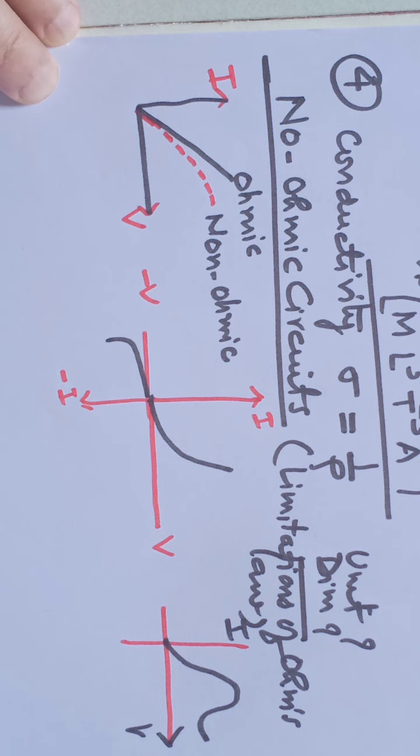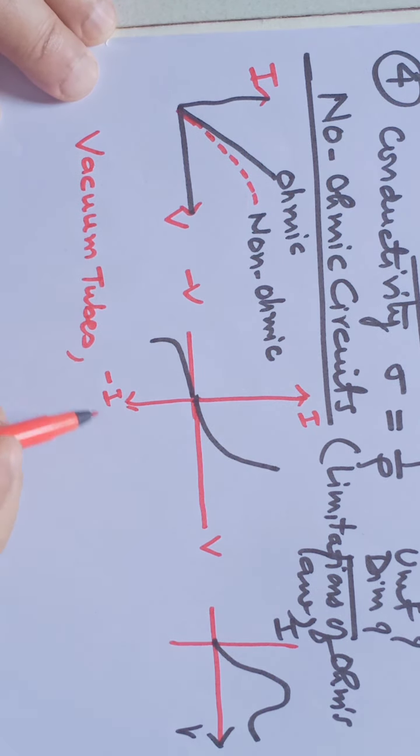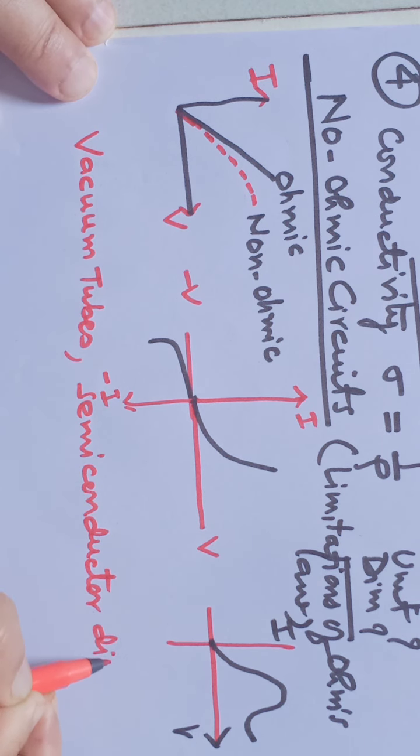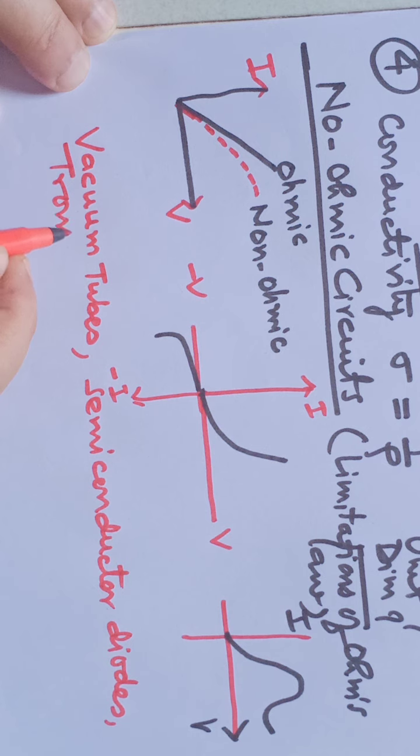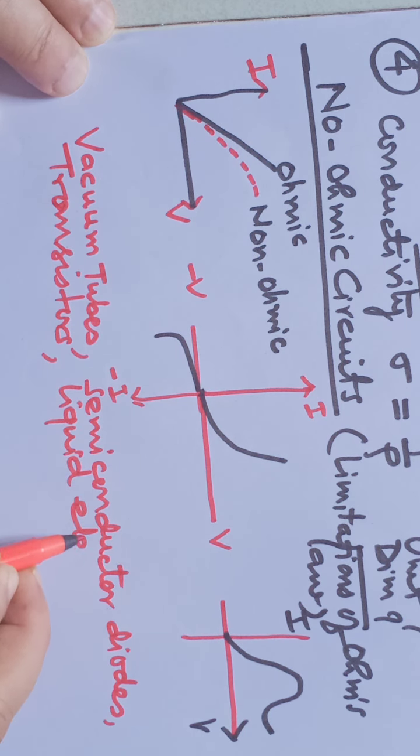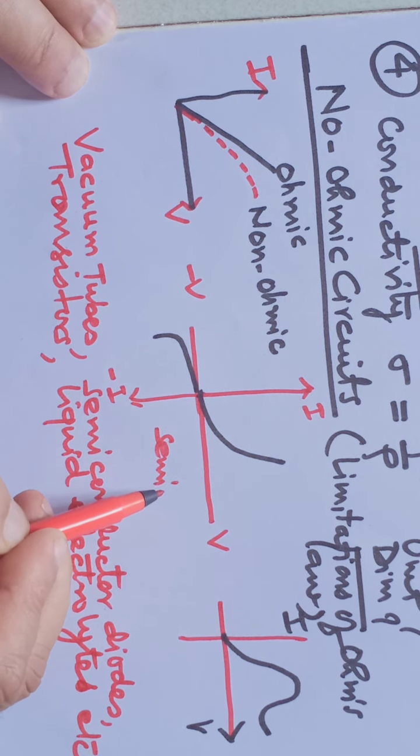The devices which do not obey Ohm's law are vacuum tubes, semiconductor diodes, transistors, liquid electrolyte, etc. This graph is for a semiconductor diode.